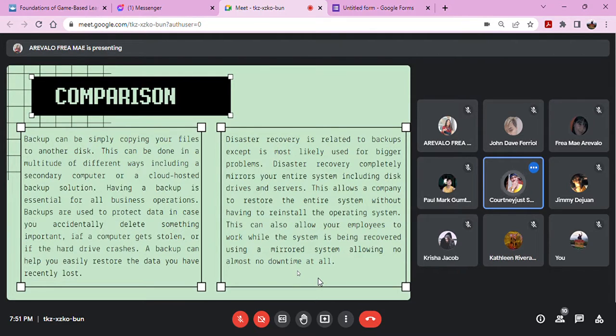Disaster recovery is related to backups except it is most likely used for bigger problems. Disaster recovery completely mirrors your entire system, including disk drives and servers. This allows the company to restore the entire system without having to reinstall the operating system. This can also allow your employees to work while the system is being recovered, using a mirrored system allowing almost no downtime at all.